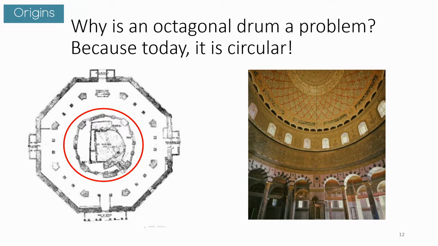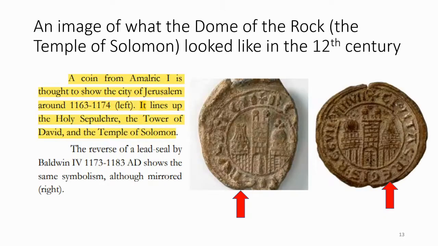These are not octagonal faces on the inner part of the Dome of the Rock. This is clearly circular. So this inner part is the drum, as we've said. Now, an image of what the Dome of the Rock, the Temple of Solomon, looked like in the 12th century. So this is excellent evidence.